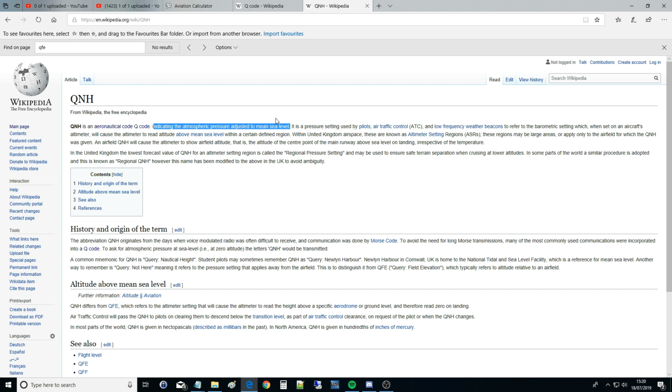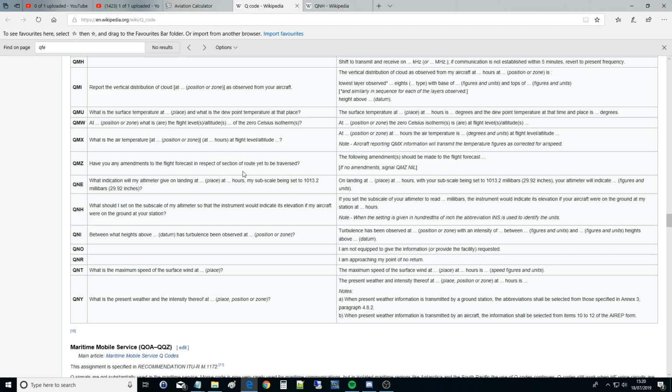That's something to understand. A lot of you are going to say at the end of this, oh, you've missed this out, you've missed that out. A lot of it simply isn't relevant in DCS world. So bearing that in mind, that contemporary understanding of QNH, let's just report back to our Q codes here. What should I set the subscale of my altimeter so the instrument would indicate its elevation if my aircraft were on the ground at your station?